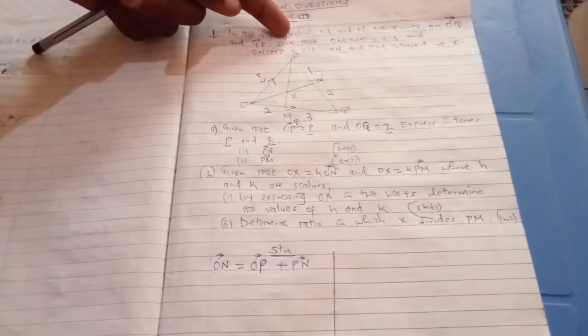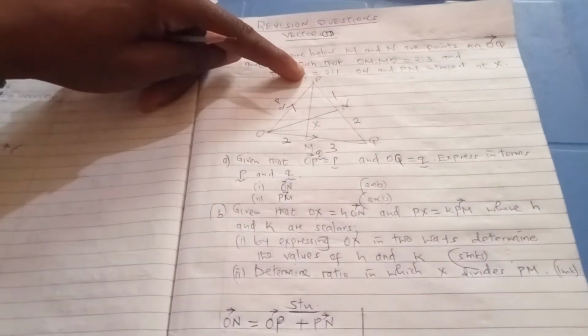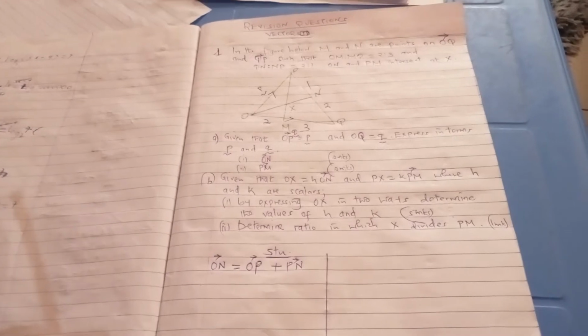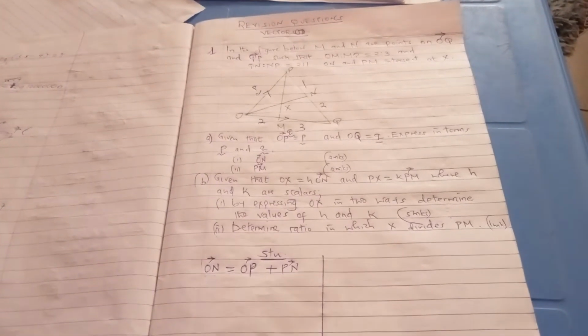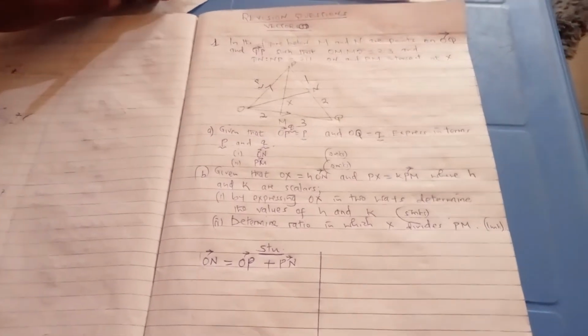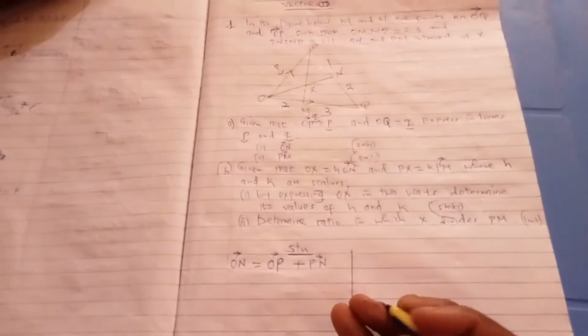OP, then PN, like that. It is very important that you understand that direction matters in vectors. If you don't understand the direction, then it will be very hard for you to get the marks here. And direction is very easy, because what you need to know is where you are starting and where you are going: your starting point and the end point.